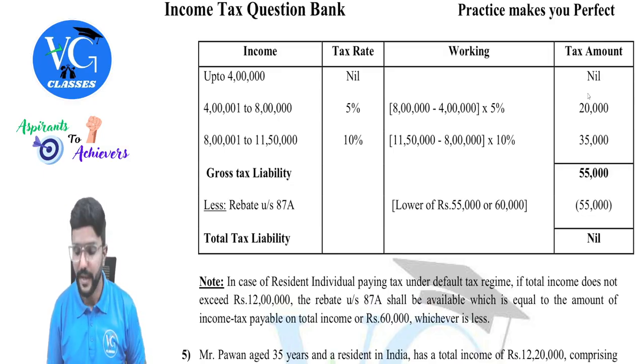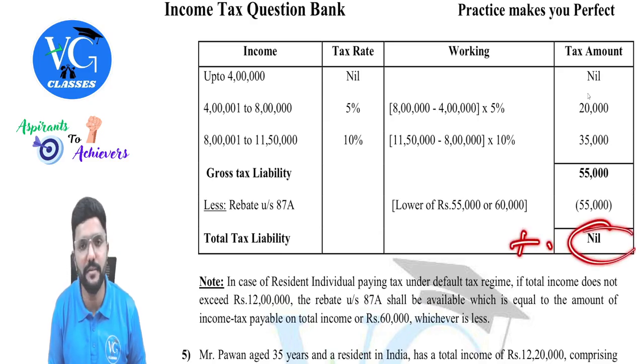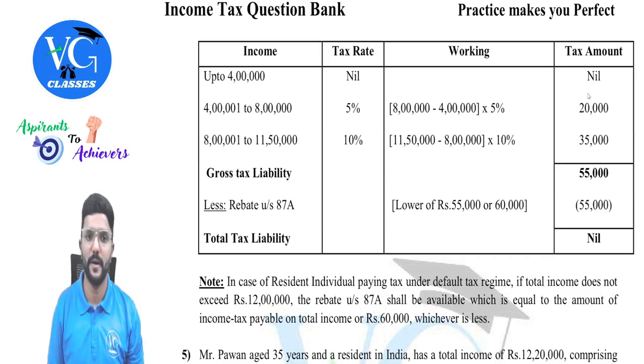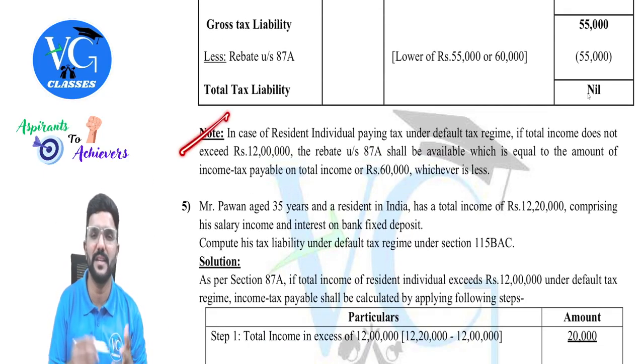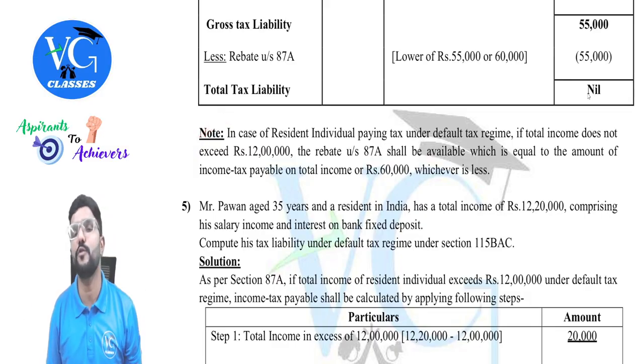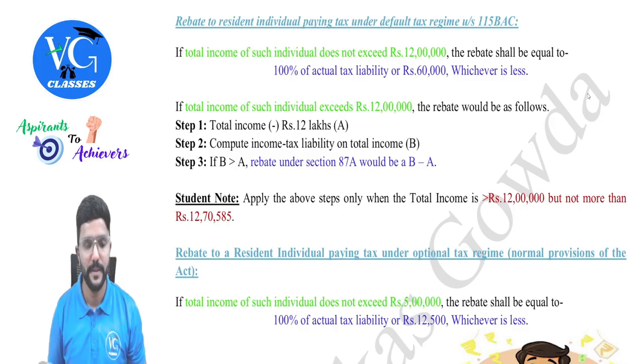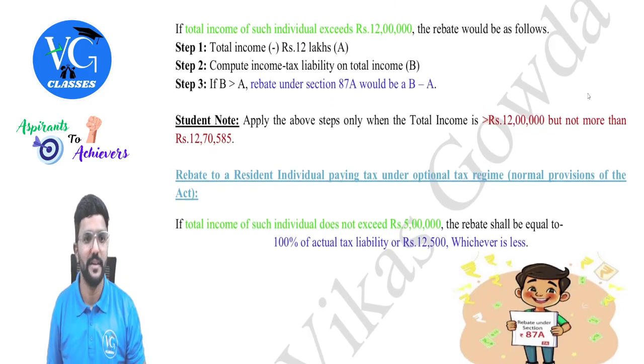If by chance this figure is positive, then we will add 4% health and education cess to it and pay to the government. I have given a note also: whenever there is any rebate available, please give a note for it in your answer, because the evaluator will expect it. Even I expect you to write.